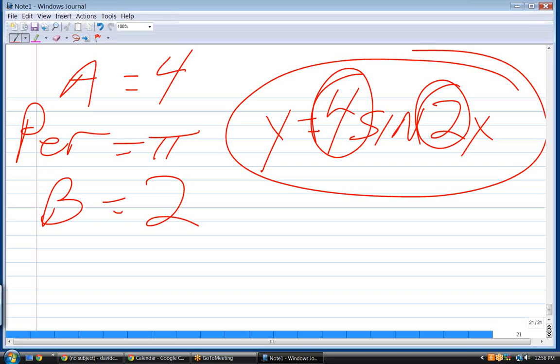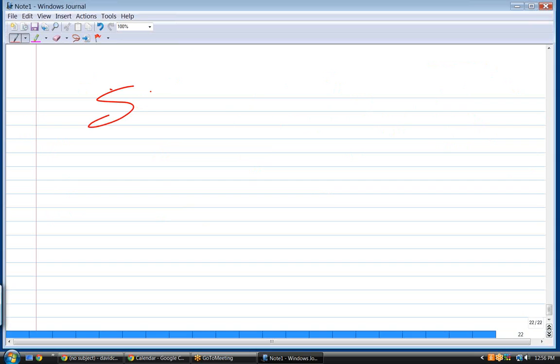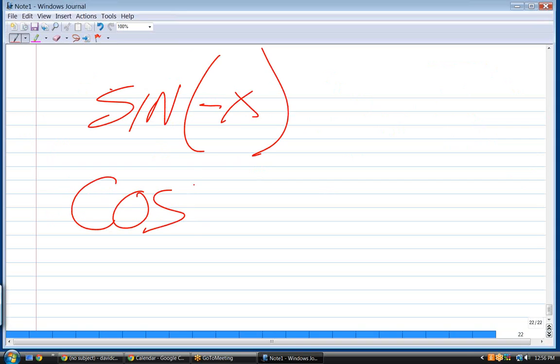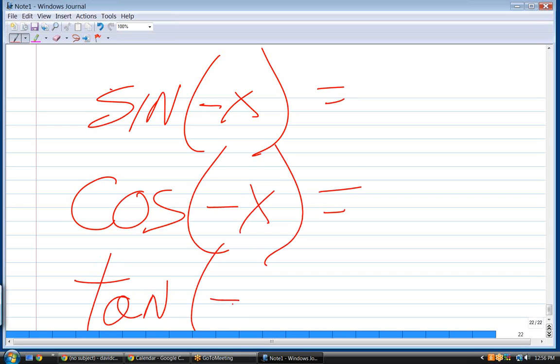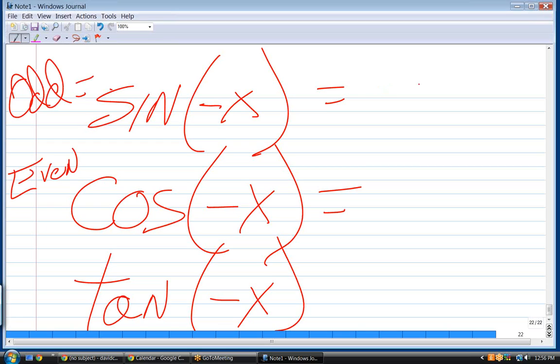You know what, the biggest thing, let's just review one thing. The biggest thing that you need to know for your current material is the answer to these two things. In fact, let's add tangent to the list. What's sine of negative x equal to? Because it's an odd function, it's equal to negative sine x.